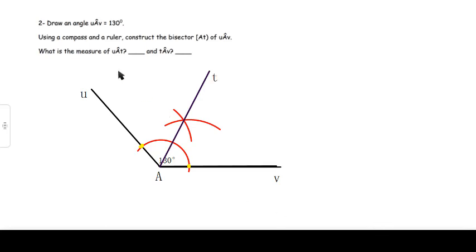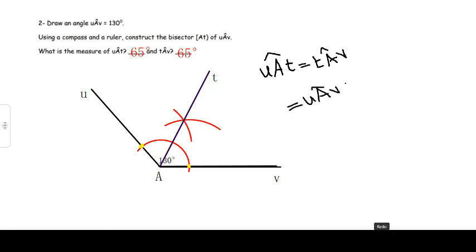Okay, now what is the measure of UAT? UAT and TAV. As you can see, AT is the angular bisector, which cuts the angle into two equal parts. So UAT is 65 degrees and TAV is 65 degrees. Why? UAT is equal to TAV, which are equal to angle UAV divided by 2, which is equal to 130 divided by 2 equal to 65 degrees.